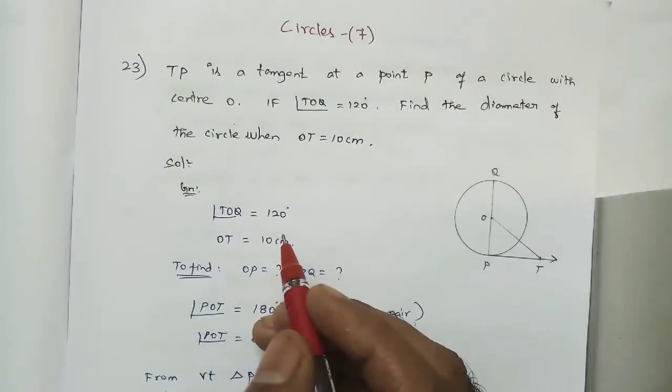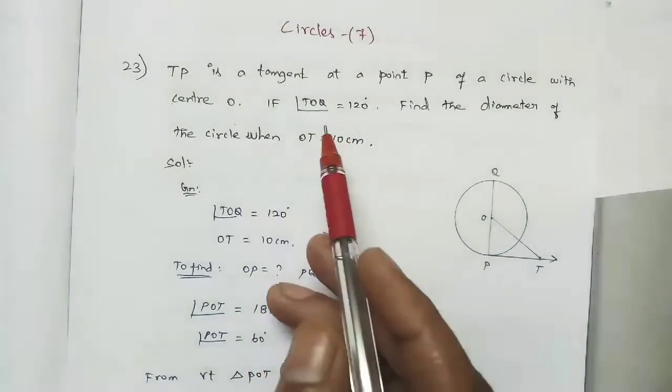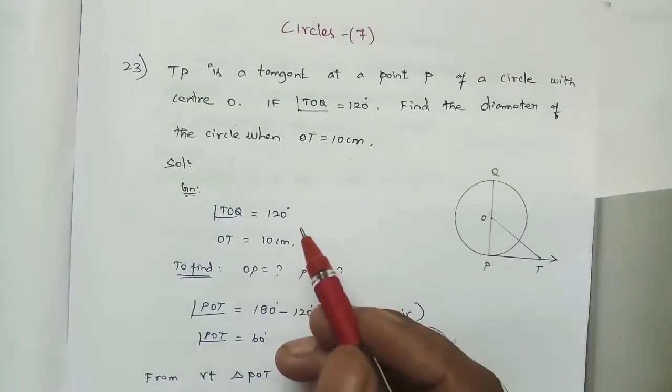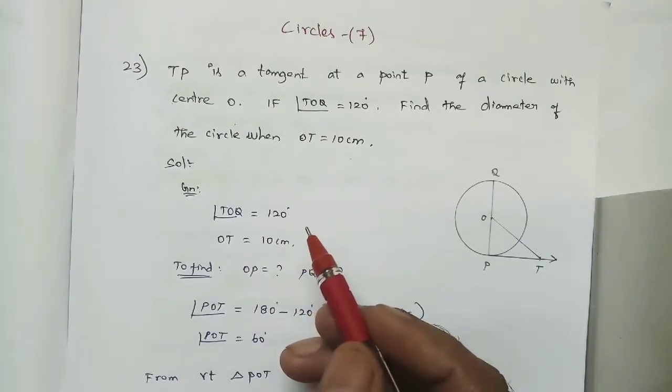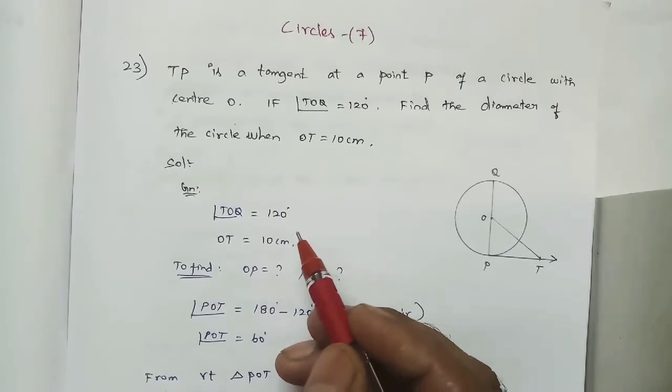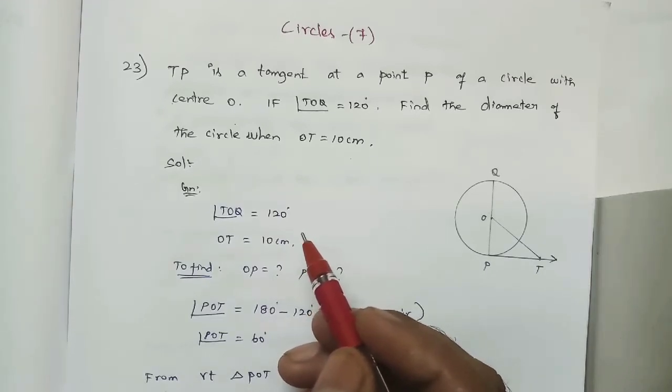Hi students, today we are going to see a sum on circles, and today is the last class for this chapter, right? Already we have completed 22 sums, and today we are going to see 3 more sums. In this chapter there are 25 sums, and we saw nearly 5 theorems. This is enough, right?